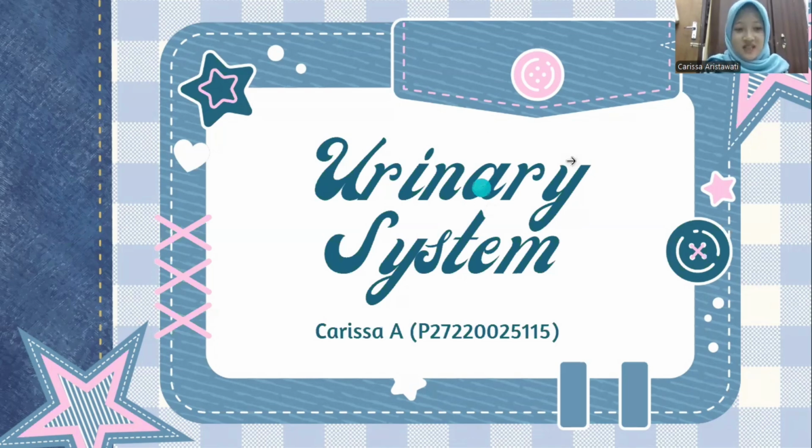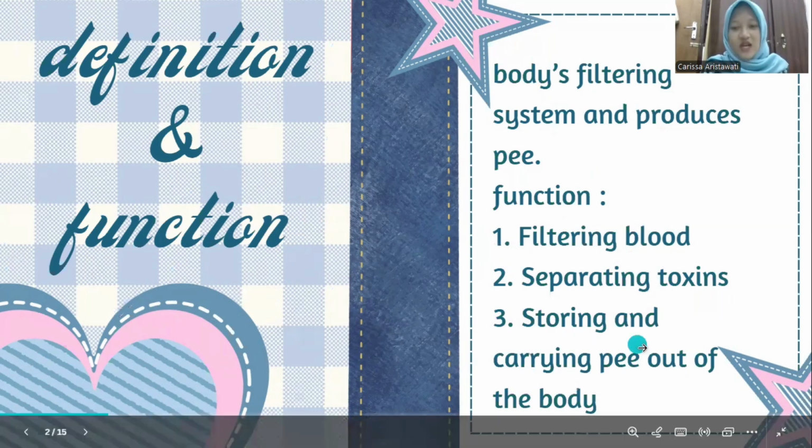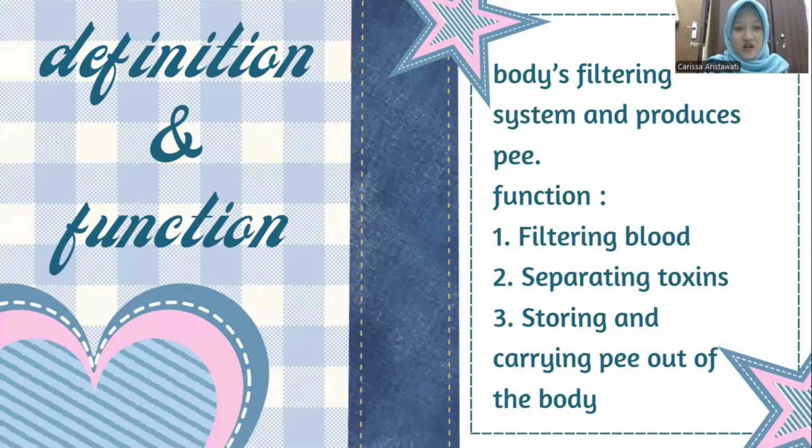So, let's get started. What is the urinary system? The urinary system is the body's filtering system and produces pee. The functions of the urinary system are, first, filtering blood; second, separating toxins; third, storing and carrying pee out of your body. How does it work and what are the organs that are involved?